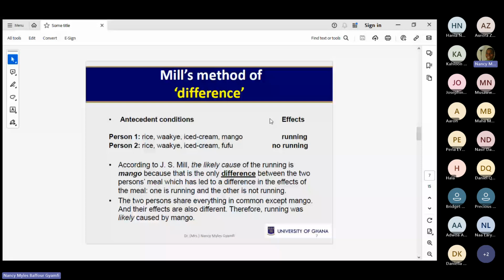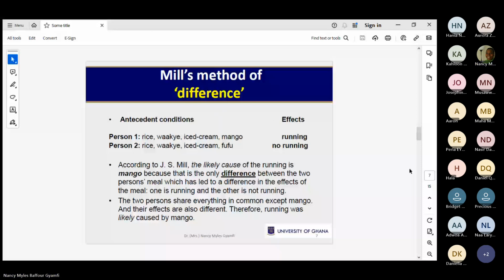This is what is different. Since they took the same combinations and something is different, then the effect is also different. You have good reason to believe the likelihood that this has to do with the mango. Very good. That's the method of difference. Okay. Now the joint method of agreement and difference combines the two. Very simple.